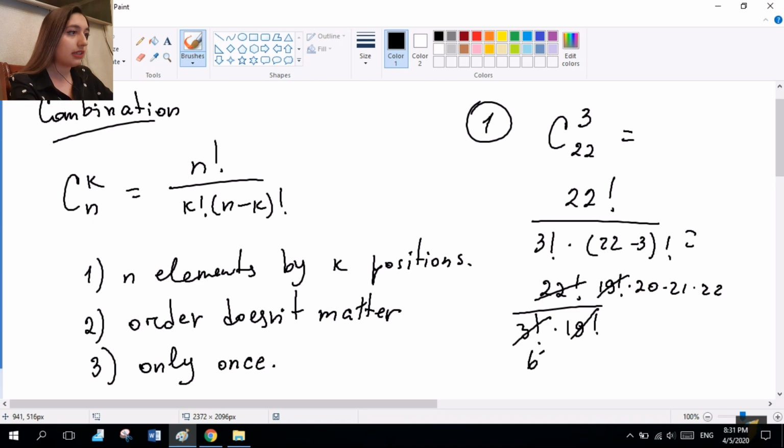We know that 3 factorial is 6. We can cancel these two out. It will be 3 here, 11 here. Now these two, it will be 7. So the total answer is 1540.